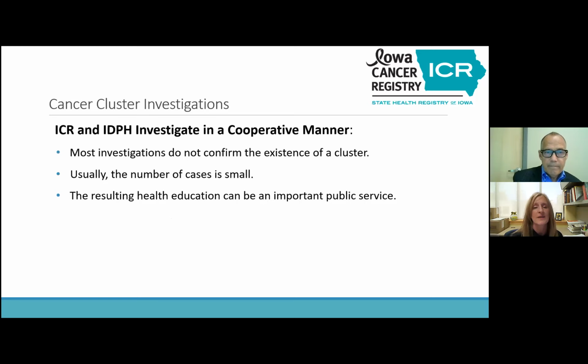So most of the time, the investigations do not confirm the existence of a cluster. And usually the reason for this is that the number of cases is small. So even in the one where we had the Wellman and Parnell cluster, there were 10 total brain cancer cases that we looked at in a few years. But we feel that the resulting health education from these investigations can be an important public service.